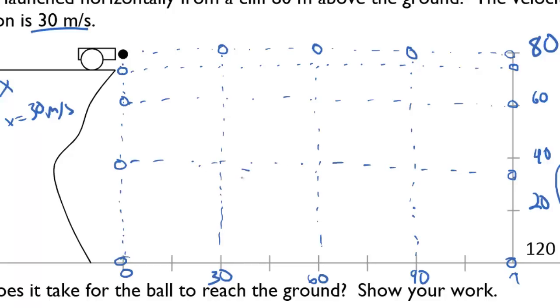And what we can do now is we can say, all right, after 1 second, the ball has moved to here horizontally and to here vertically. It's fallen and it's moved horizontally. So I'm going to draw in here. That's where the object is. After 2 seconds, my object has moved horizontally over to the 60 meter mark. And vertically, it's fallen down to the 60 meter mark. So I'm going to draw my line here. After 3 seconds, we're going to draw our line, and after 4 seconds, it hit the ground.